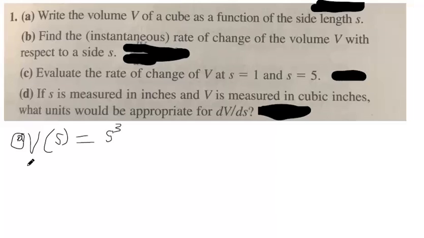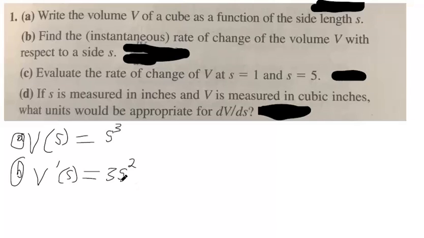Okay. Part B says to find the instantaneous rate of change of the volume with respect to the side. So that means they want the derivative, right? Because the derivative tells us how fast the volume is changing with respect to the side length. So take a derivative as if it was with respect to x, except x is s in this case. The 3 comes down and multiplies, and then the power gets reduced by 1. Power rule. And that's it.